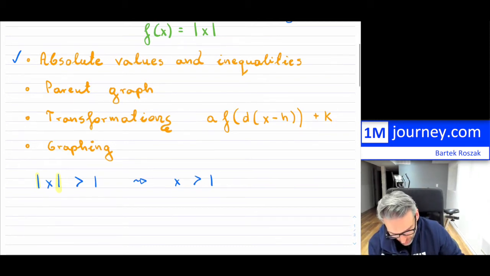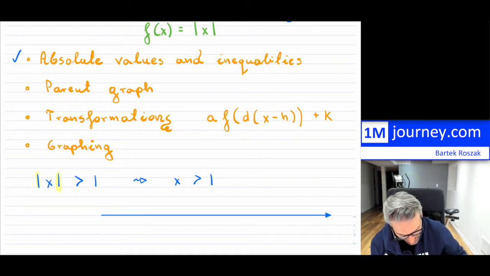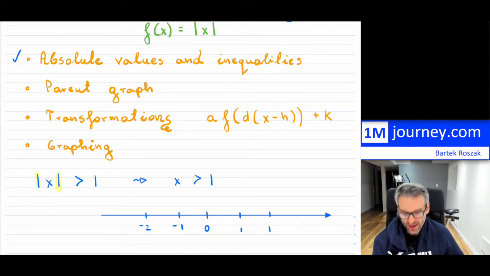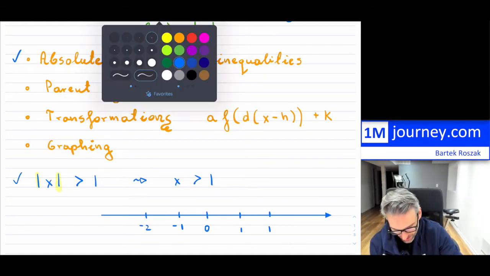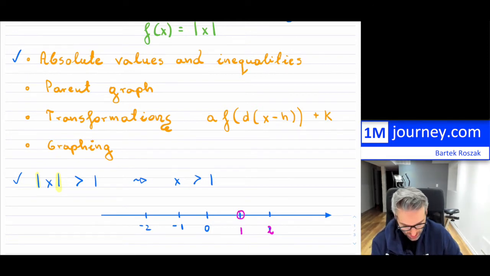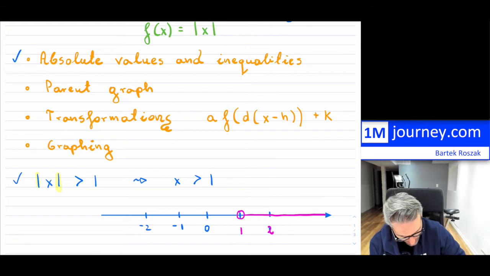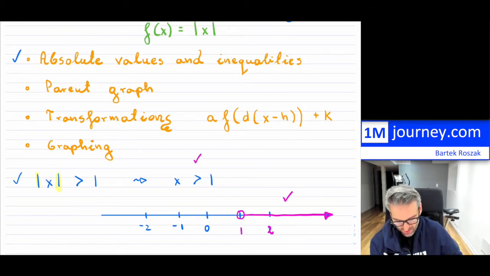In school, they might ask you to set up these kinds of restrictions. Let's say this is 0, and I'm going to put here 1, here -1, and this is -2, and so on. Now, which values actually satisfy this inequality? Well, we definitely know this is 1, so we draw an open circle, and it's all the values heading in this direction. That's not a big deal.